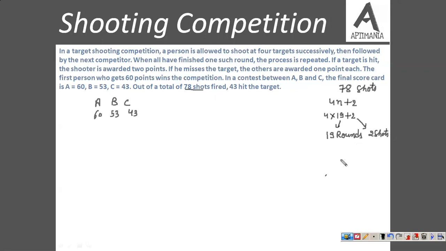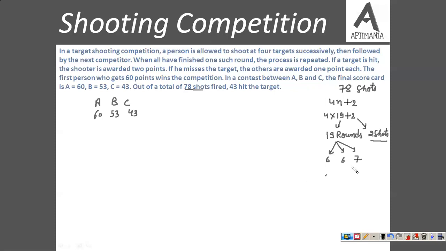Now see, since A is the one who is finishing the competition, so definitely ये last के 2 shots A ने ही लिए. Fine, this we can say. Now to divide these 19 rounds among the 3, we can have the division like 6 rounds, 6 rounds, and 7 rounds. And we cannot divide it equally because this is not divisible by 3, right?